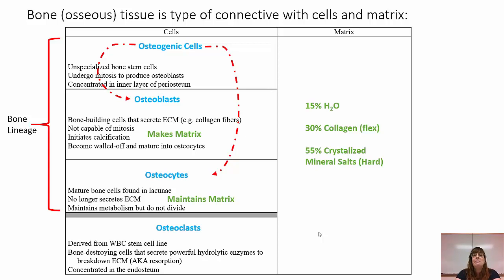Osteoclasts are actually derived from the white blood cell stem line. These are the bone destroying cells, so they secrete hydrolytic enzymes that are really powerful, and they break down that matrix. Again, these are concentrated in the endosteum. So blasts build, clasts carve, and blasts will actually mature into osteocytes. The matrix is 15% water, 30% collagen, and 55% crystallized mineral salts. So again, collagen gives it its flexibility, and the mineral salts give it its hardness.